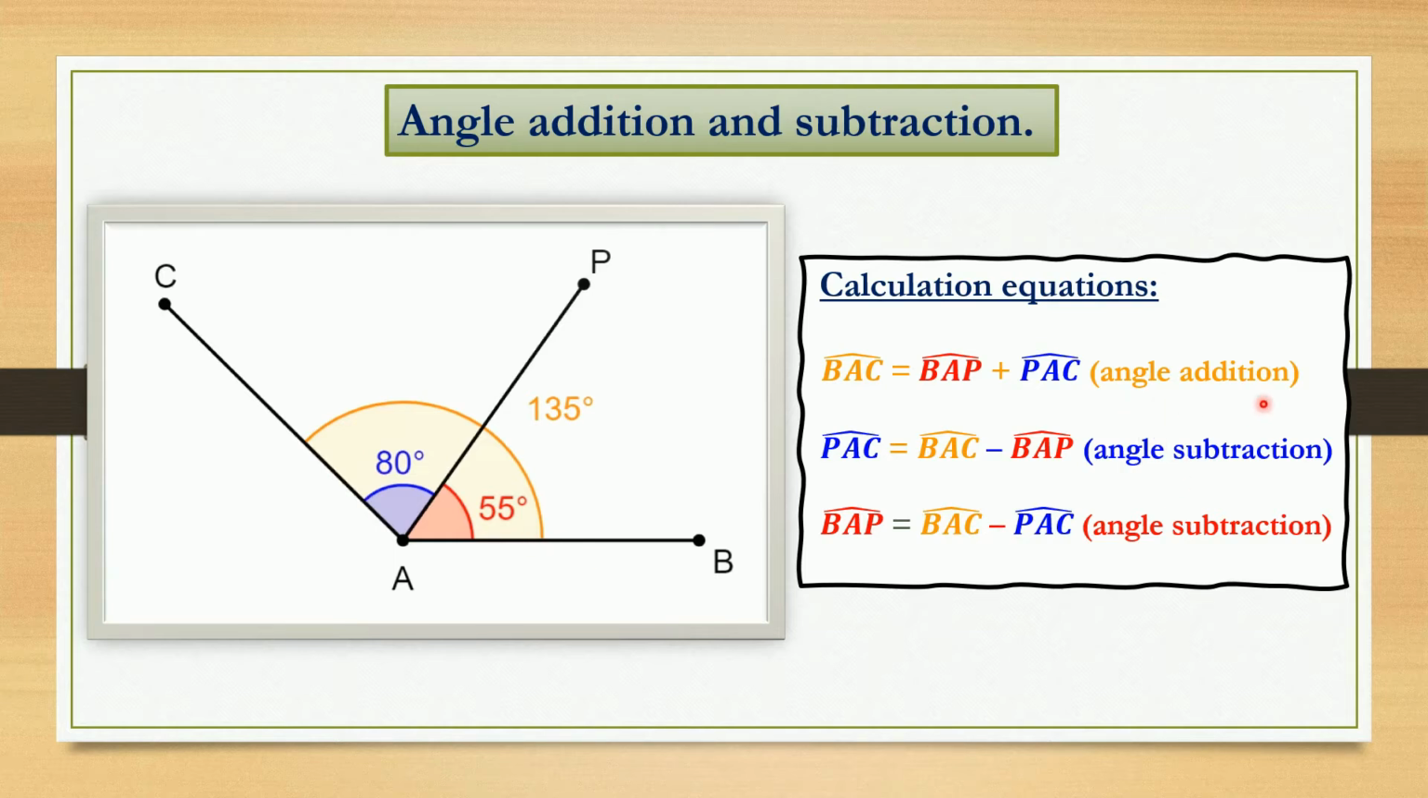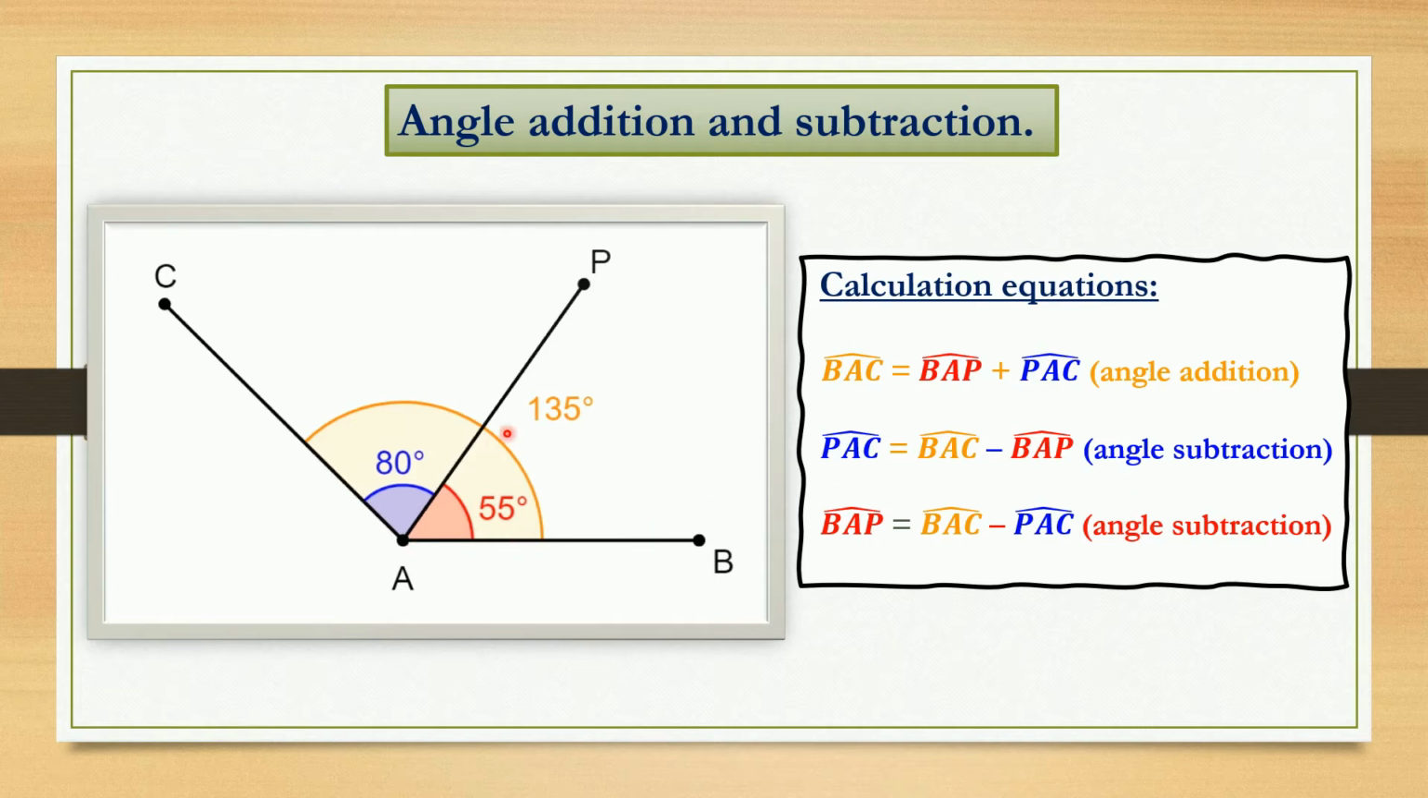If you notice here, next to each equation, I wrote the reason. What gave me the right to write each of the following equations? In the first one, I used the angle addition property. And in the other two equations, I use the angle subtraction property.